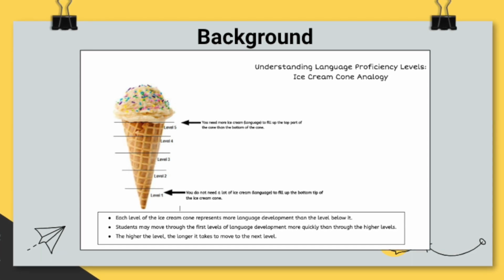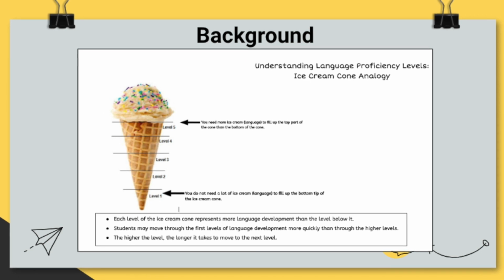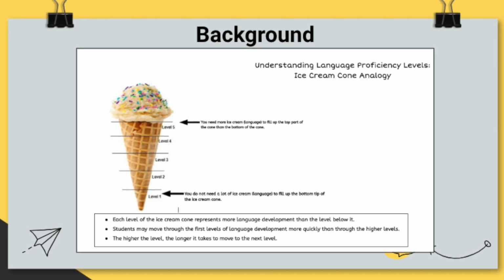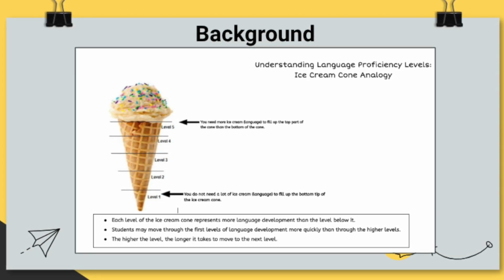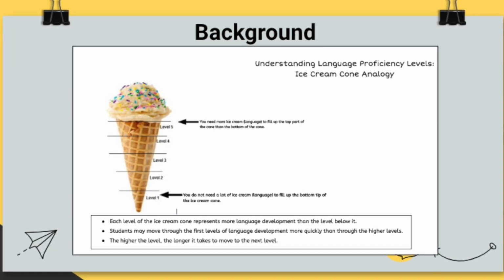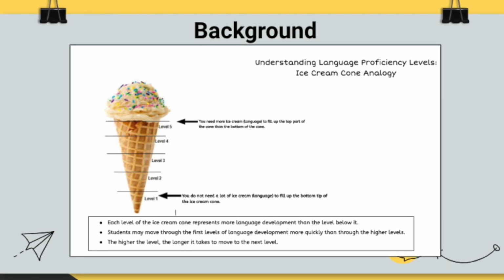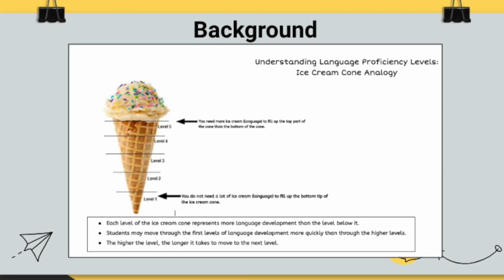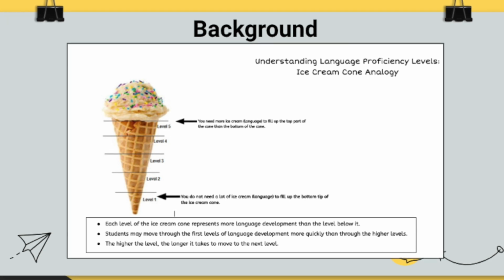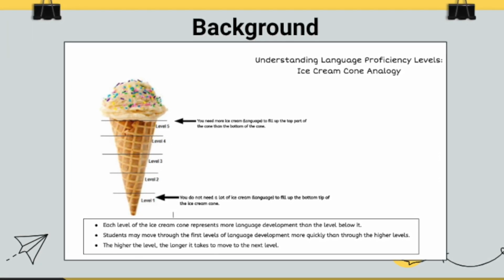And over the years, we've held a series of workshops on understanding language proficiency levels of our students. And so I want to bring back an image that we've looked at before, the ice cream cone analogy. The ice cream cone analogy talked a lot about how long it takes to learn a language. And it can be very different depending on students, their context for learning, their environment, and so on.